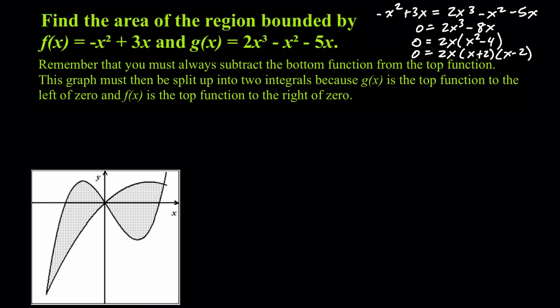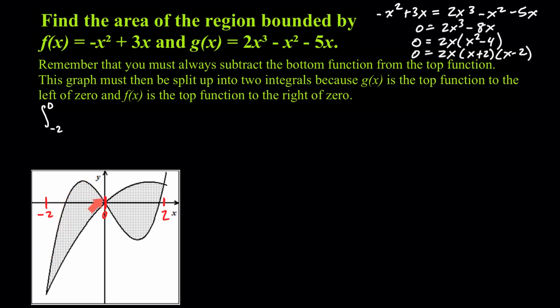All right, so what that gives us then are x values of 0, which we can see here, -2 is over here, and +2, which is right here. Those are our intersection points. All right, so let's go ahead and set up our integral. We're going to have an integral between -2 and 0. That is this region right here.